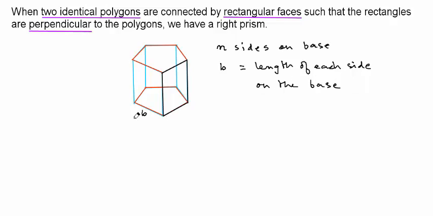So if this is a b, all these are b's. This is a b, this one's a b, this one's a b, and this one. And the same thing goes with the polygon at the top. Remember, they're just identical polygons. So we have an n-sided polygon, each side being b units in length. And let's also say that the area of this base is A. So let's say A is the area of the base.